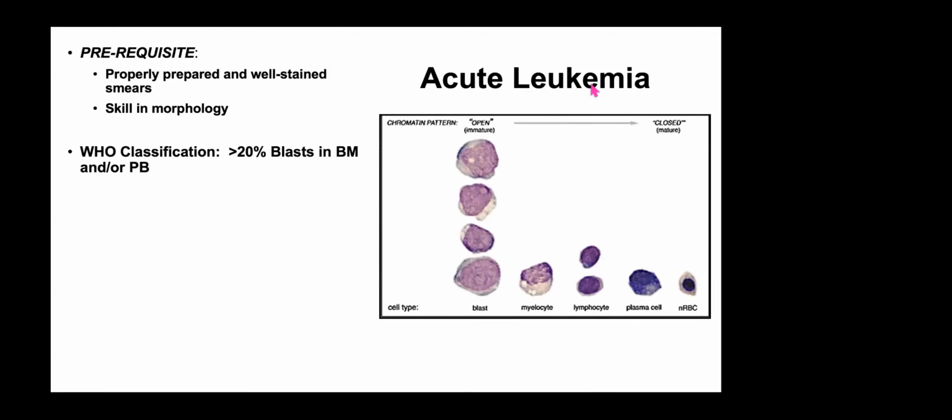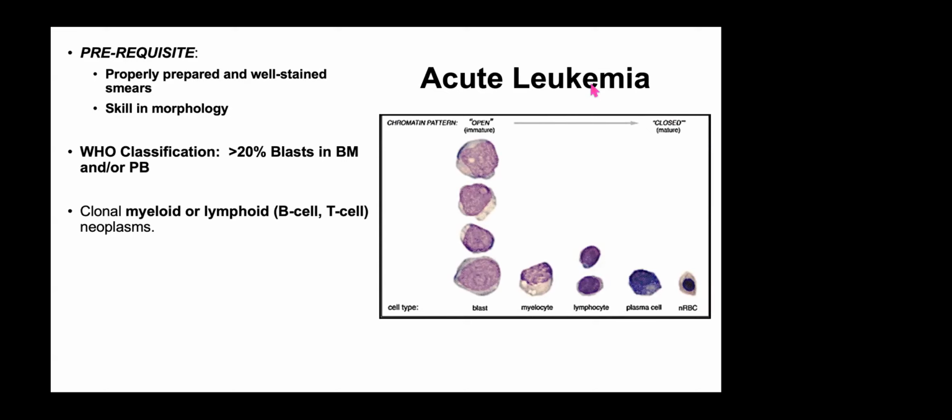For acute leukemia, the cutoff percentage under the WHO is 20% blasts, whether in the bone marrow, if you count a 500 cell differential count, or in the peripheral blood by counting 200 cells. So the cutoff percentage is 20% and above. Anything less than that would be considered chronic leukemia.